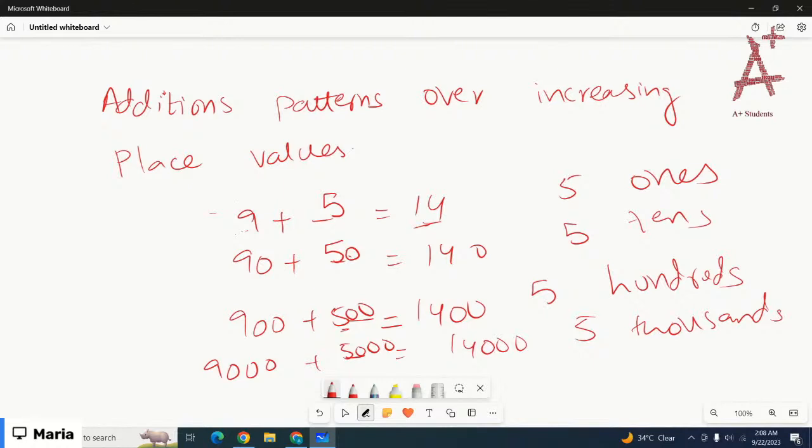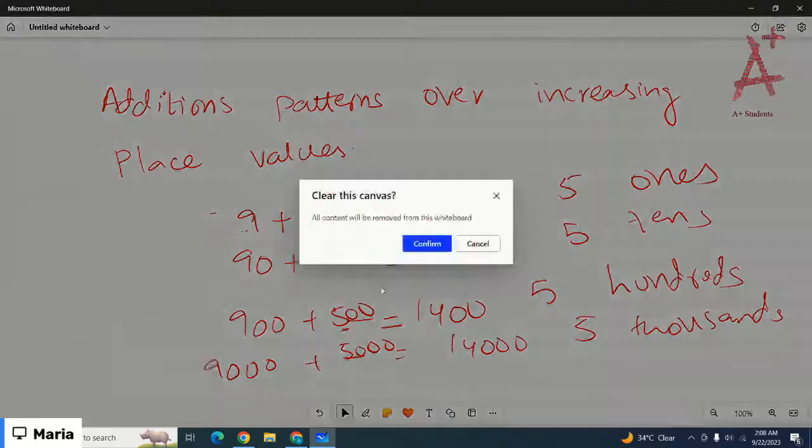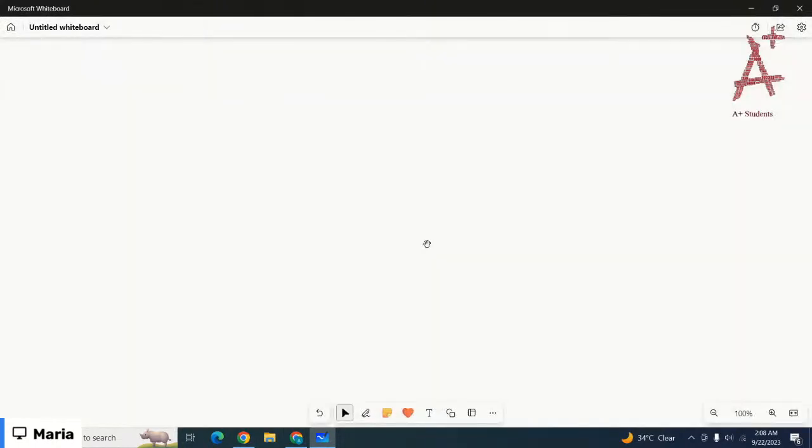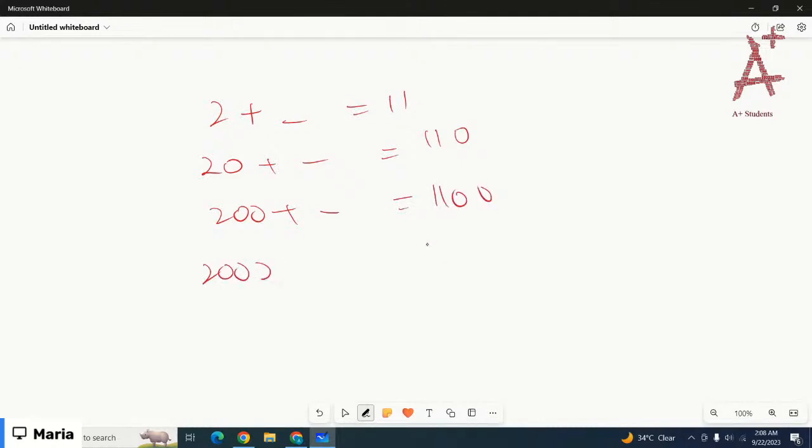Okay, let's just do another example. Then we'll do more practice questions later today, right? The next example is 2 plus what number makes 11? 20 plus what number makes 110? 200 plus what number makes 1100? And 2000 plus what number makes 11,000? So which number is missing? Which number are we going to add?